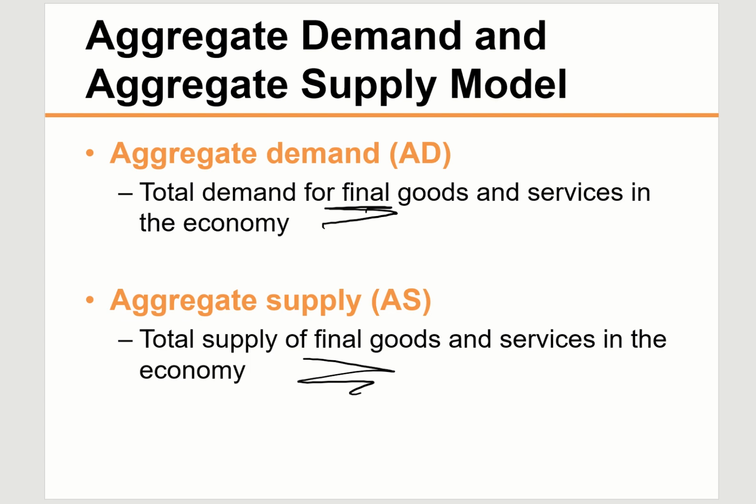So normally this would be our consumers who are going to use them for their own personal use. That's a final good and service. So the demand for final goods and services in the economy, that's the total demand for everything. That's your aggregate demand, and aggregate supply is the total supply of all the final goods and services.